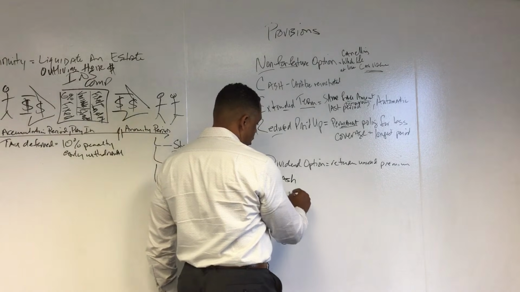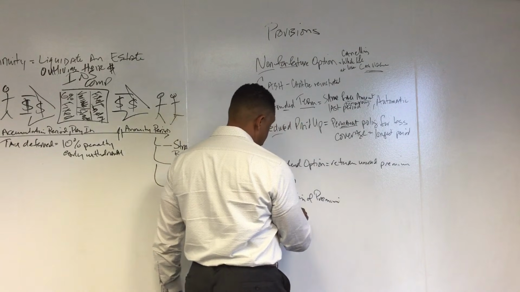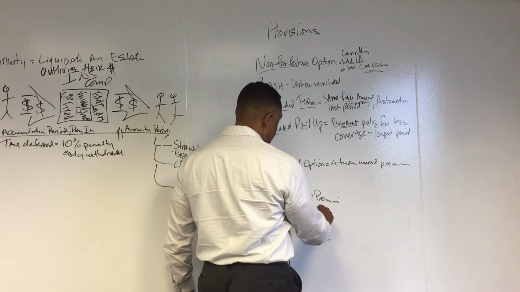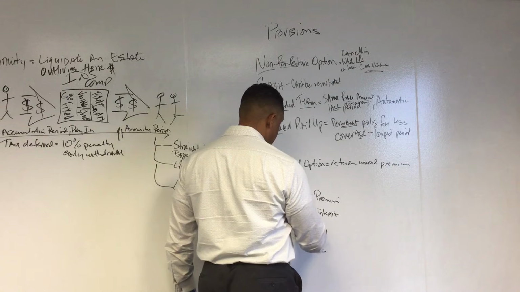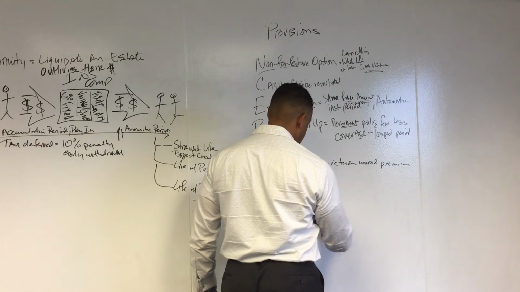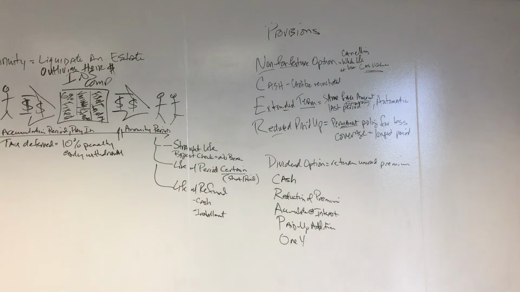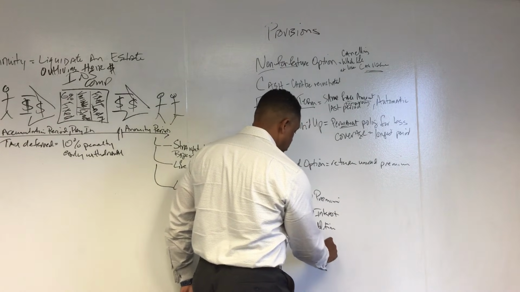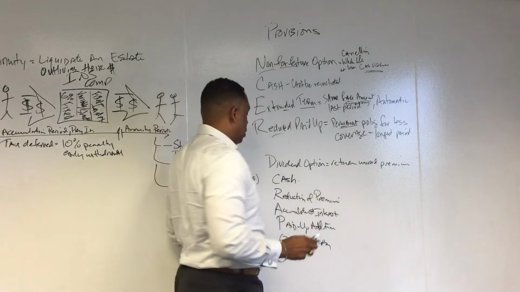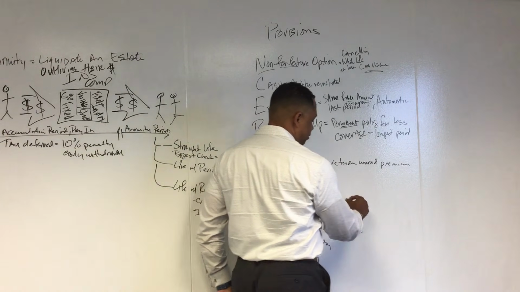Next is reduction of premium. Next is accumulate at interest. Next is paid up addition. And next is one year term. Paid up addition and one year term. Reduction of premium, on the test, they just want to make sure you know it reduces next year's premium.